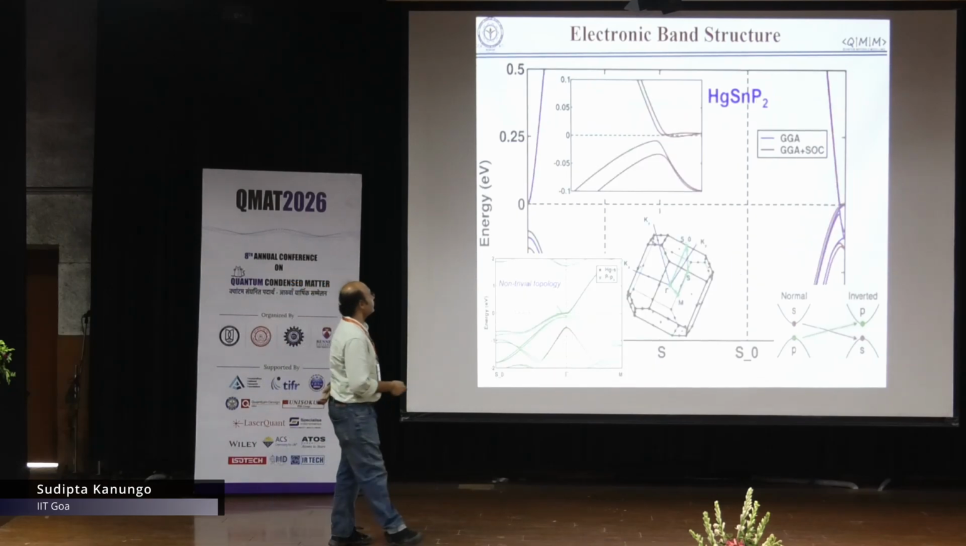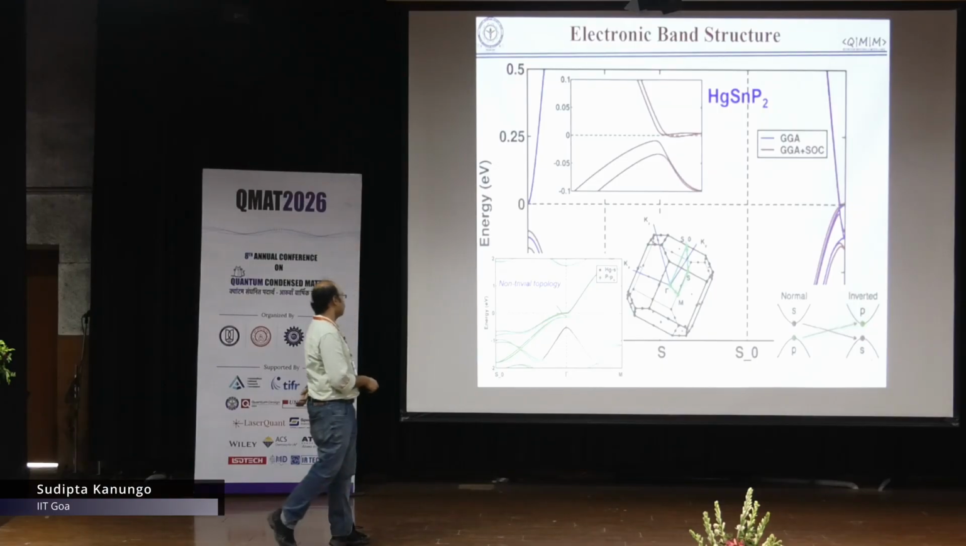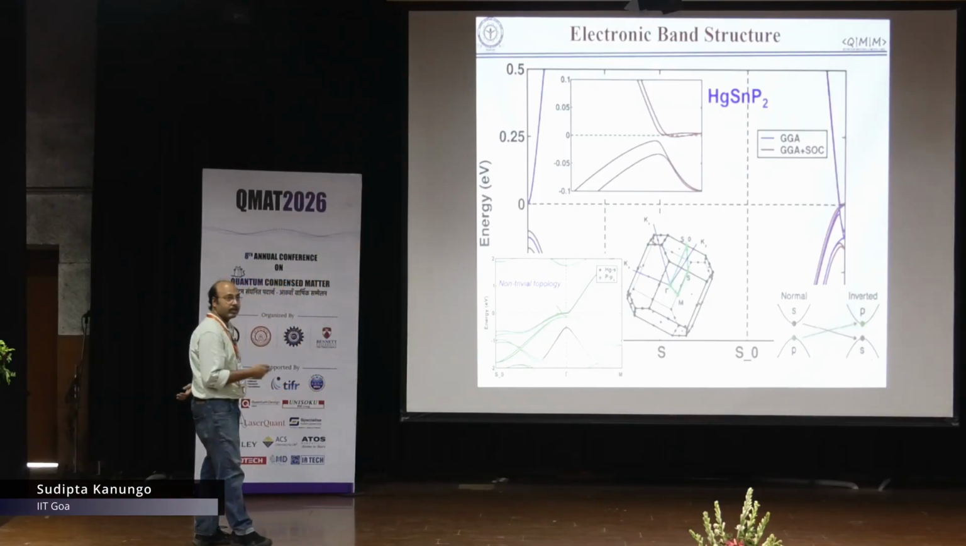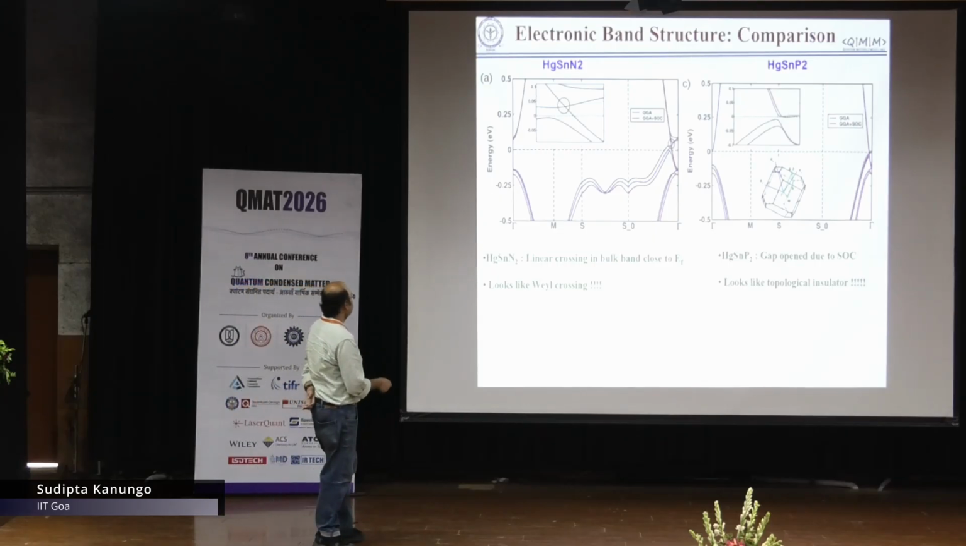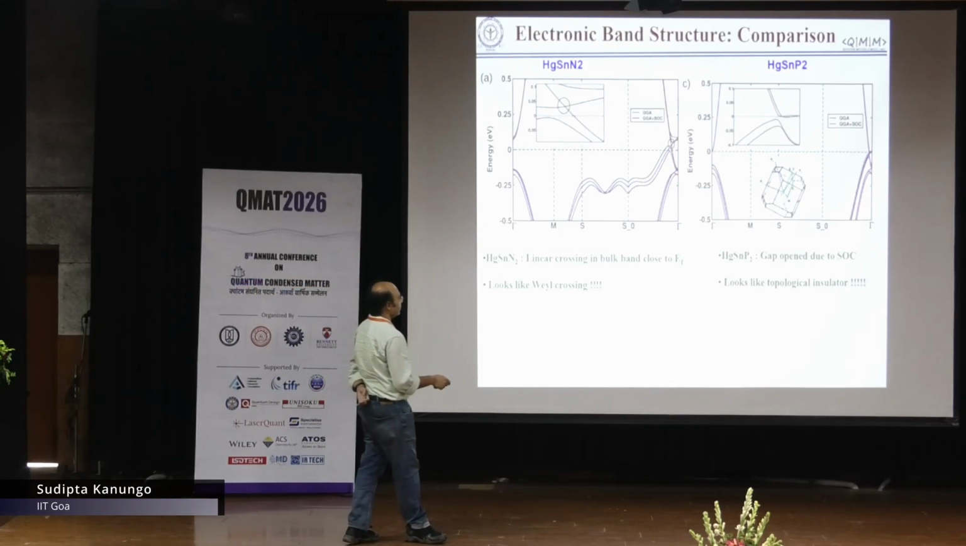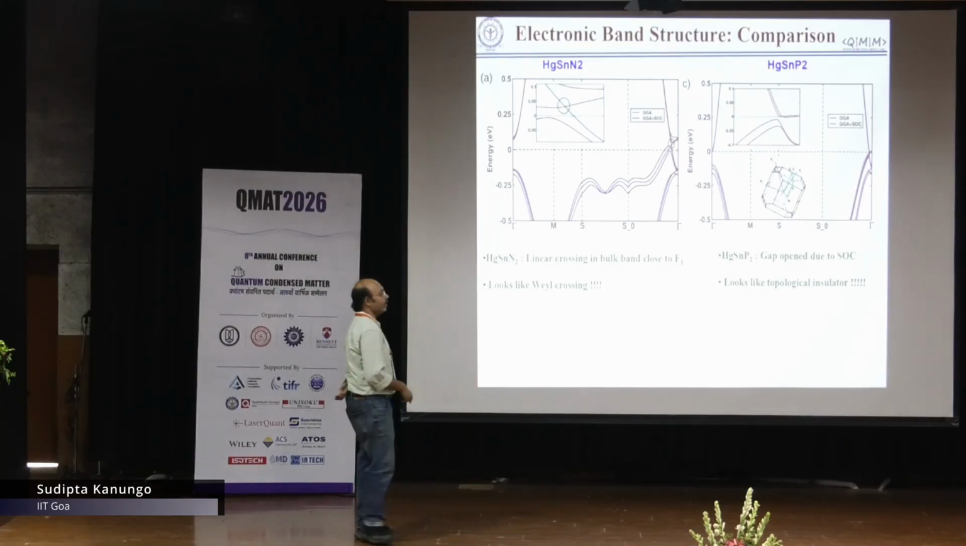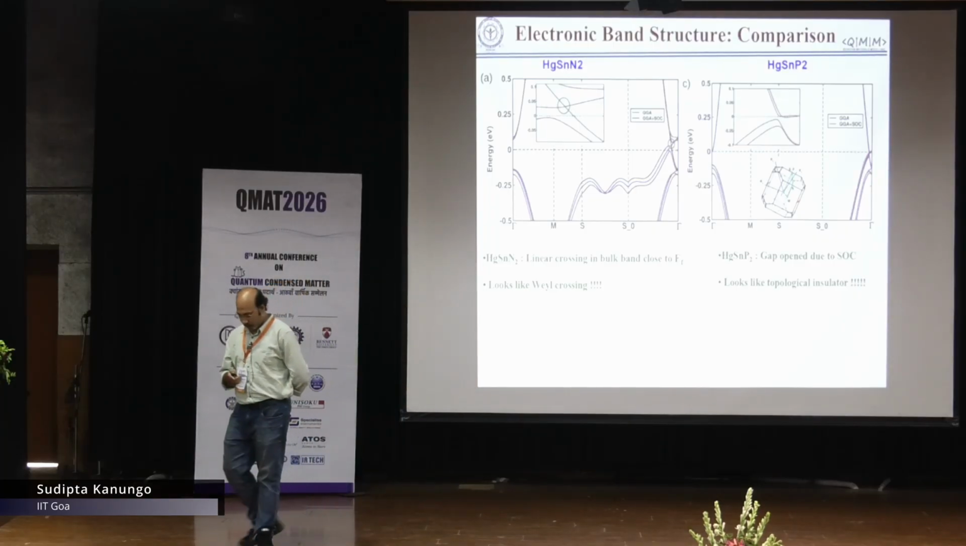However, in the case of this phosphorus system, if we do the similar thing, then we can see a very small kind of pocket. However, there is no crossing in the band, and the projected band structure is also an inverted situation. So, that means in the case of the nitrogen, it looks like a Weyl crossing, while the phosphorus is a gapped system, and it looks like a topological insulator kind of thing.